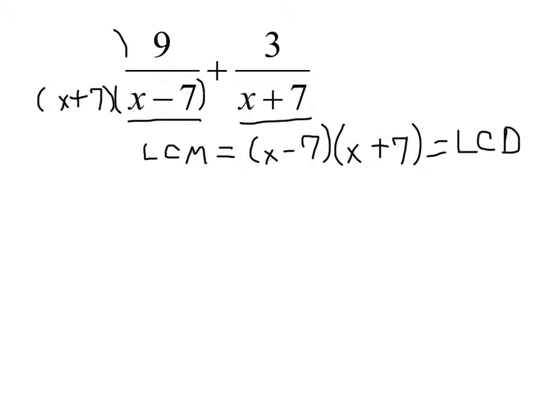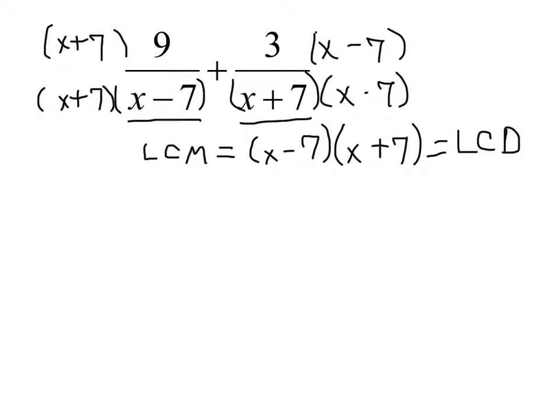But you can't just multiply the denominator by it. You have to also multiply the numerator by it. This denominator is missing x minus 7. So let's multiply numerator and denominator by x minus 7. We're not changing the value of the fraction, we're changing how it looks.